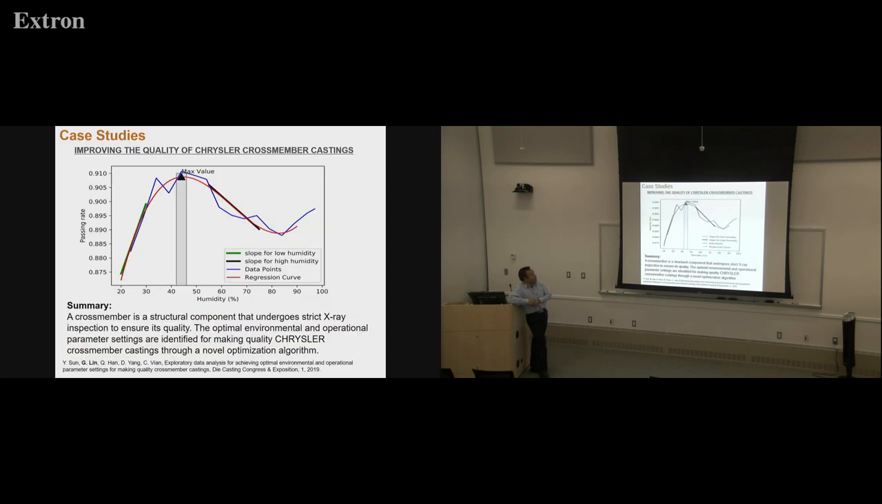And this is another work I did with Chrysler, an industry partner. They gave us data on cross-member casting. Casting is melting materials and casting them into a form, the framework. But this problem is very dependent on humidity and on the quality of the product. Through this quality control study, we can identify the best humidity range to improve the success rate of the product. So this is one work with Chrysler, and we have a paper with them.